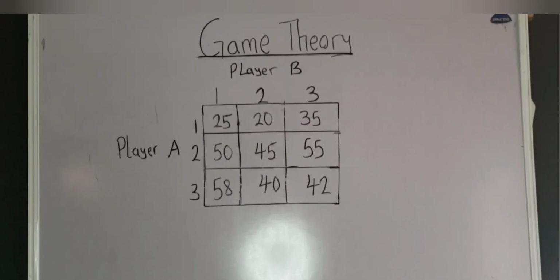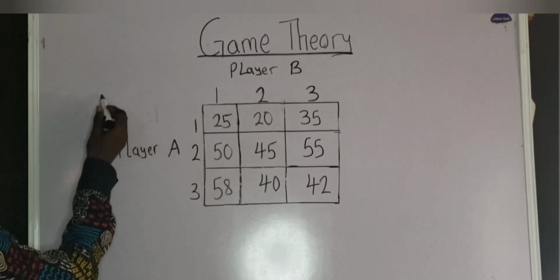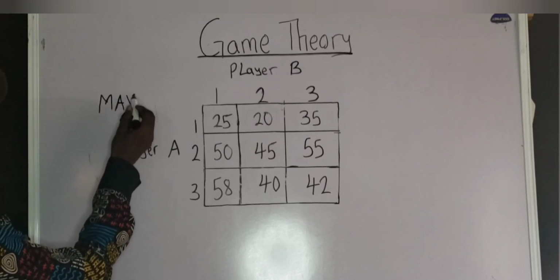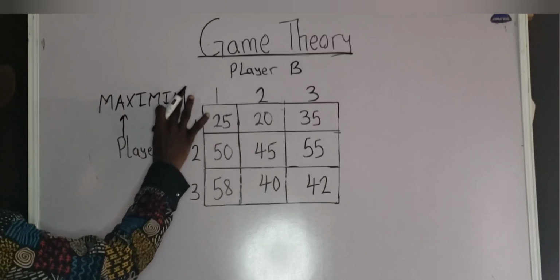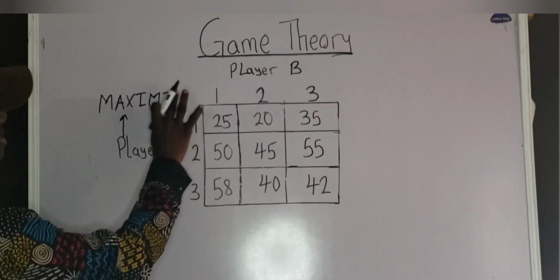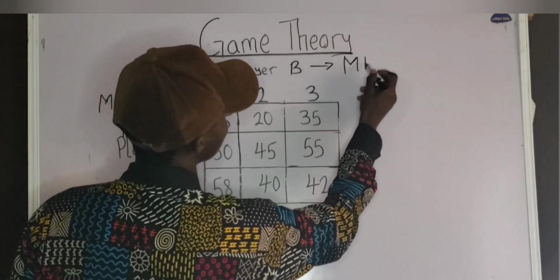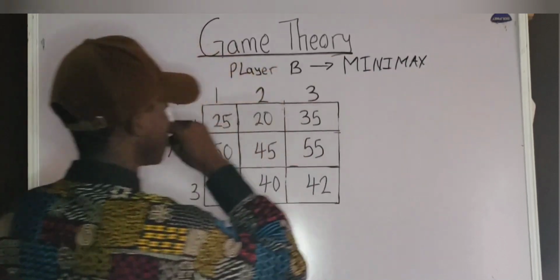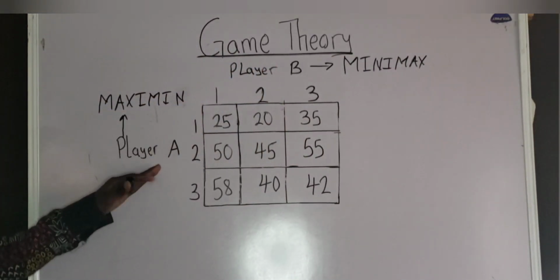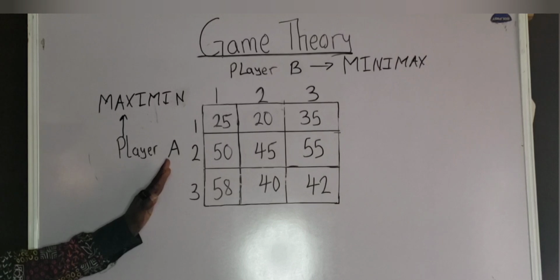Recall in our previous discussion, I told you that player A will adopt the maximin principle. Maximin principle. And player B will adopt the minimax principle. Minimax. Do you understand? So this is an example on pure strategy. That is, both players select a single strategy. Do you get what I'm saying? This is a typical example of a pure strategy game.